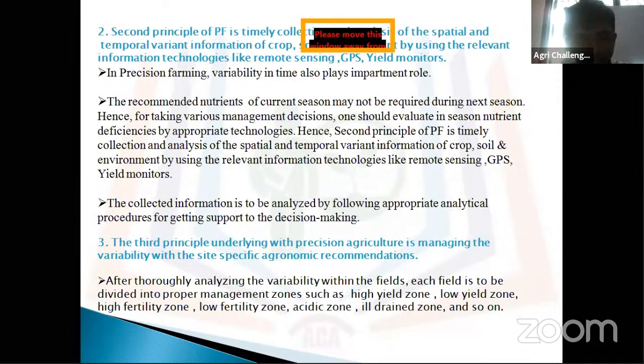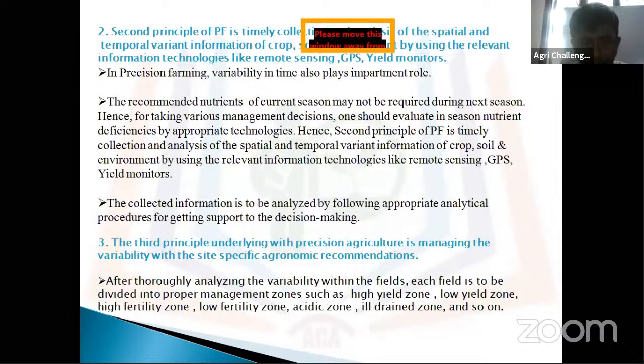Then the third principle underlying precision agriculture is managing the variability with site-specific agronomic recommendations. You analyzed the data and you found that there are different variations in the particular area. This area has less nitrogen, that area has high nitrogen, this area is ill drained, that area has good drainage facilities, that is very fertile, this is lower fertile. Then based on that variation, based on those problems, you have to follow the specific agronomic practices to solve the particular problem.